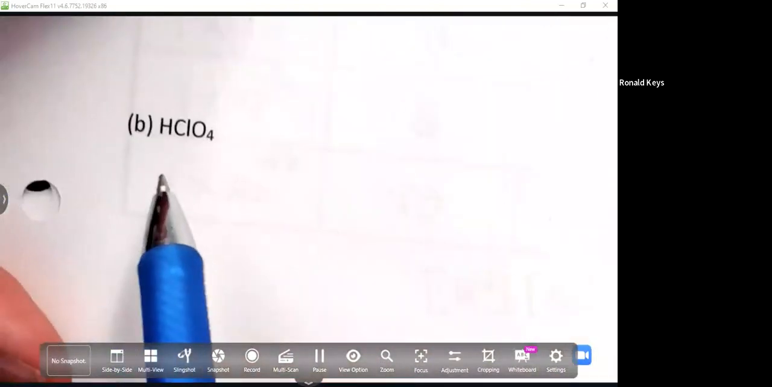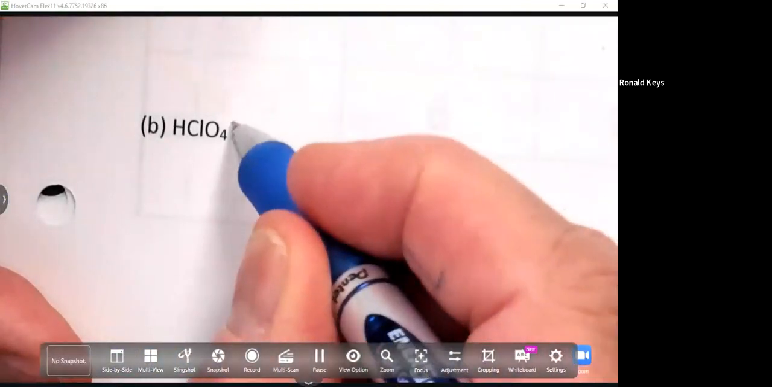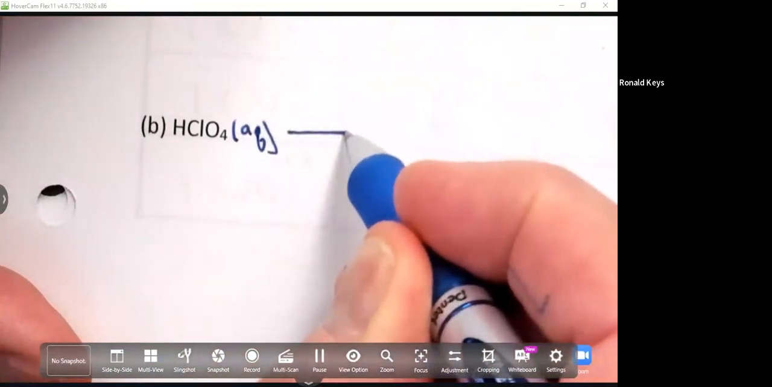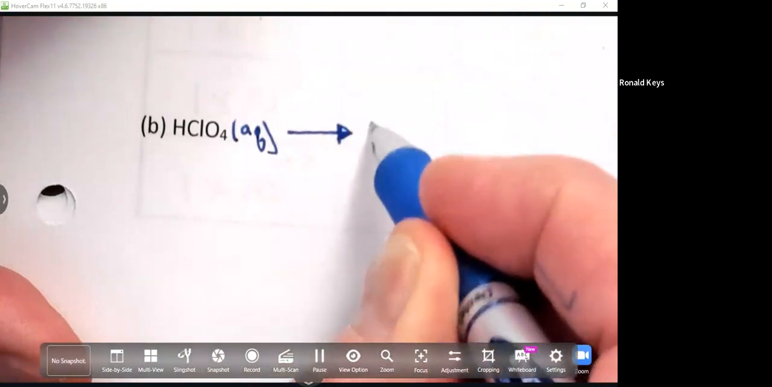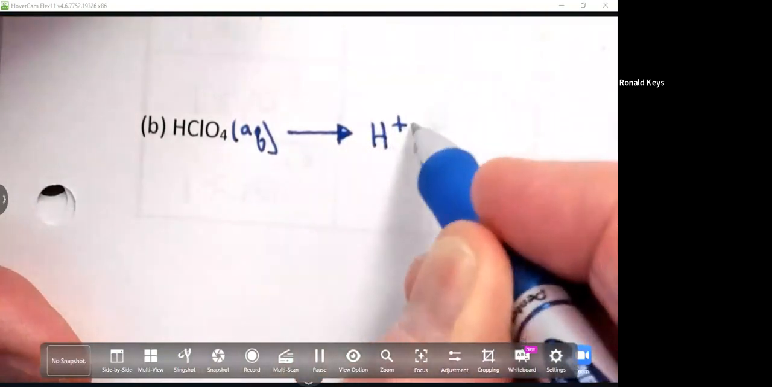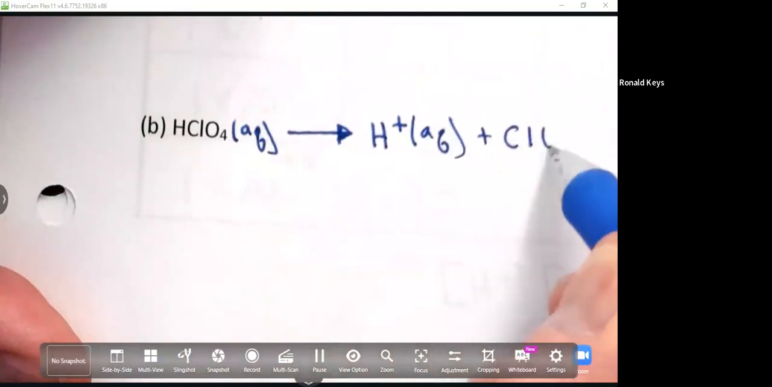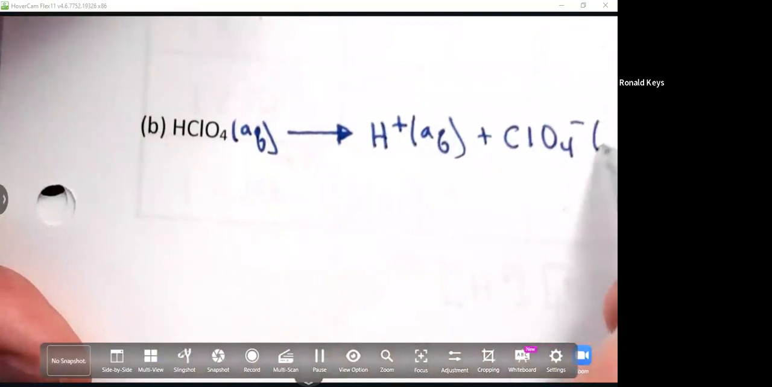Let's do this acid one down here first. Now, this is aqueous, and this is going to split up into H plus and ClO4 minus.